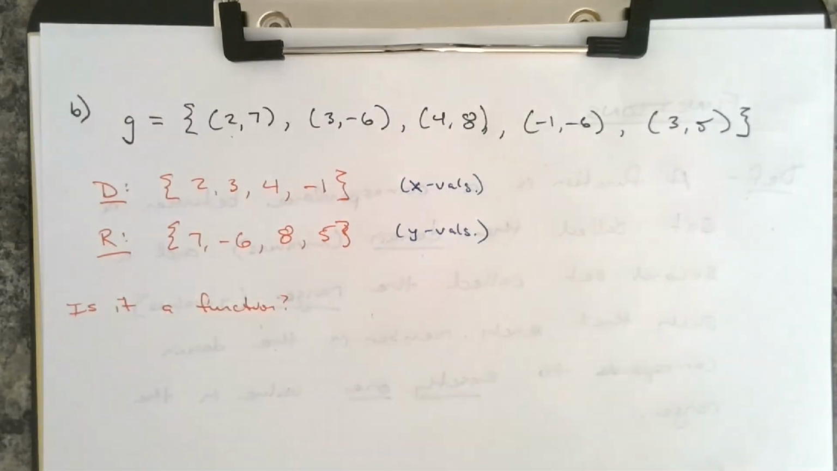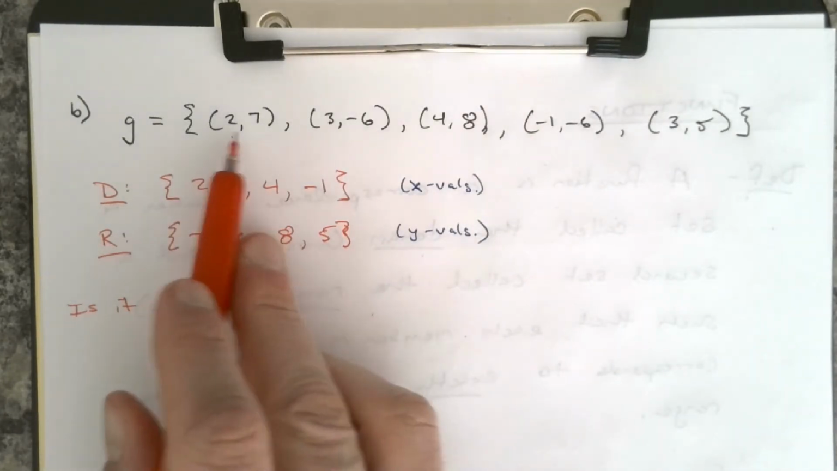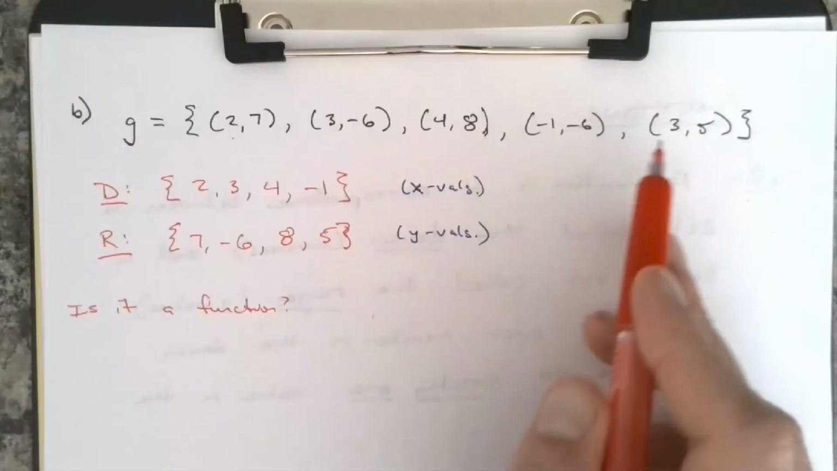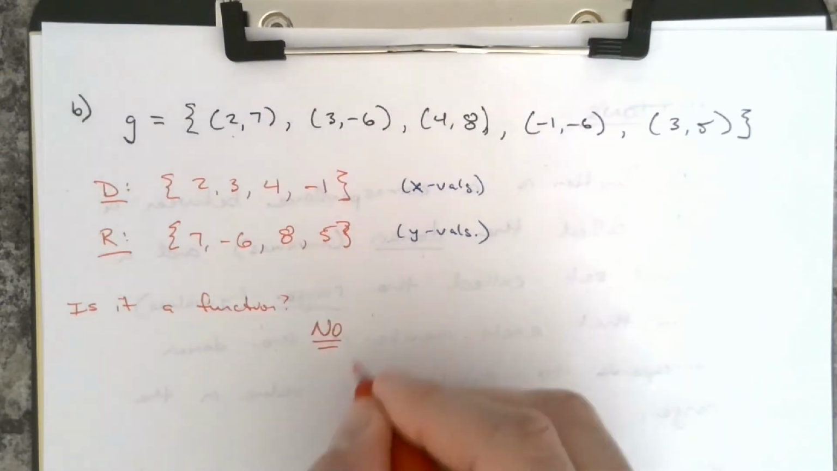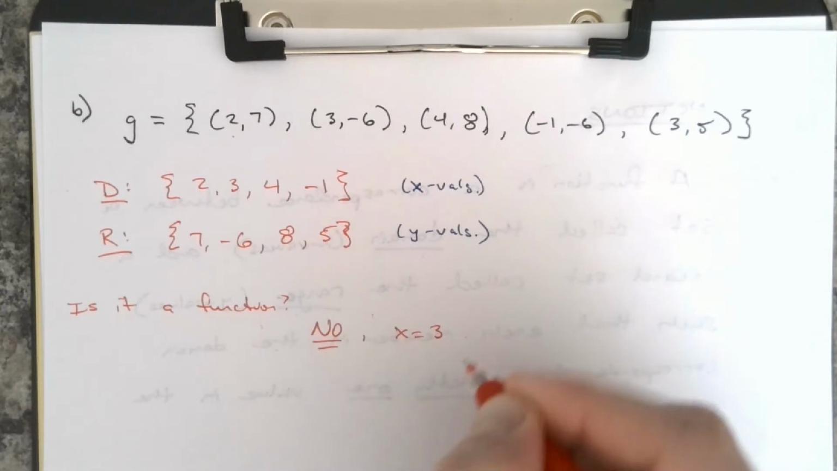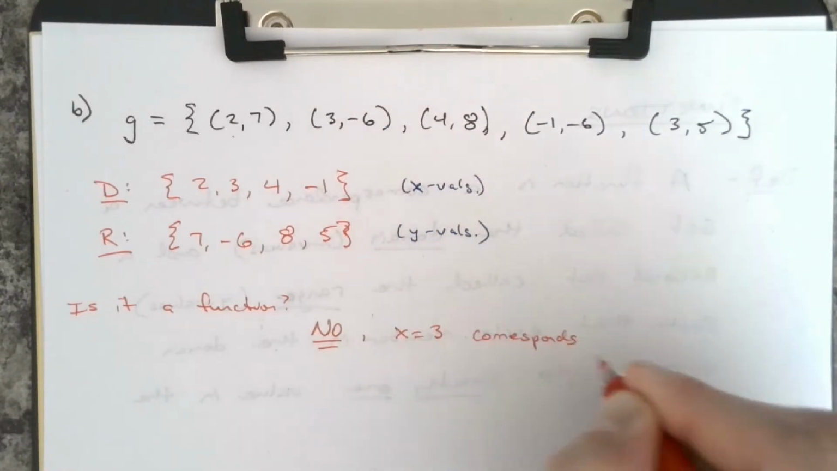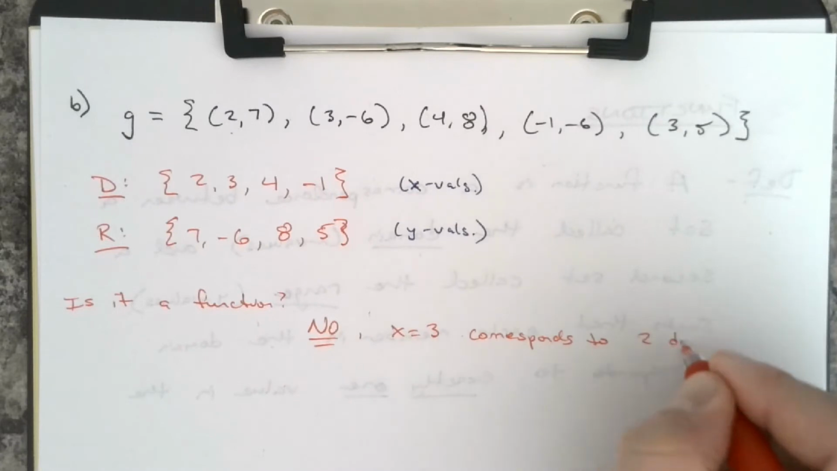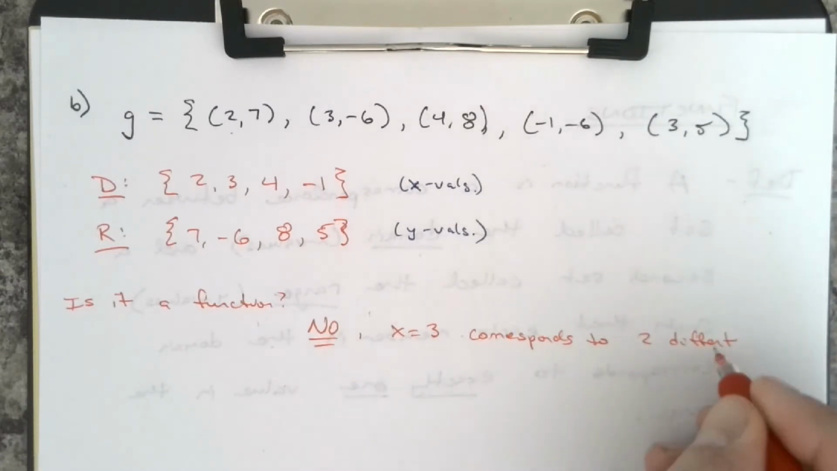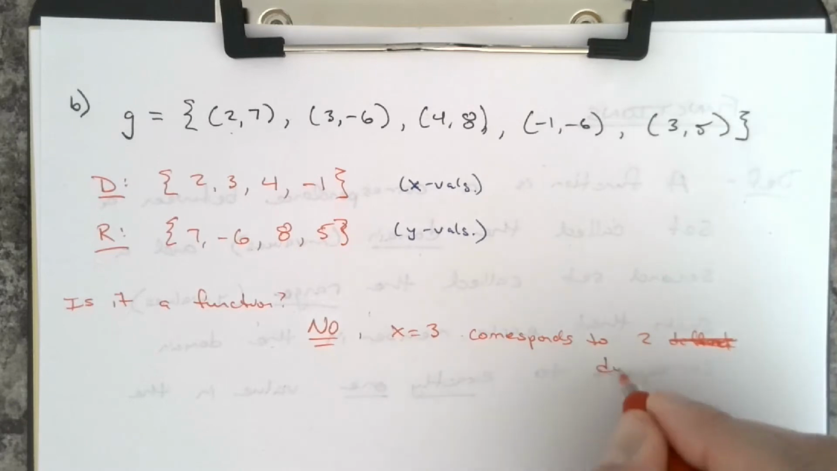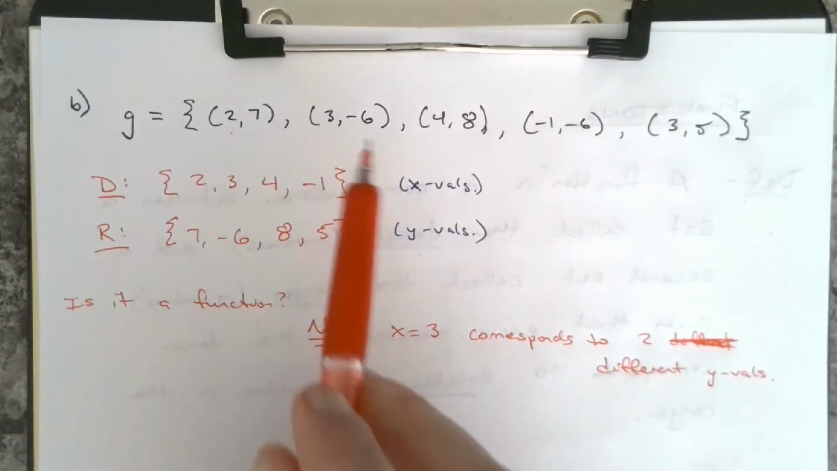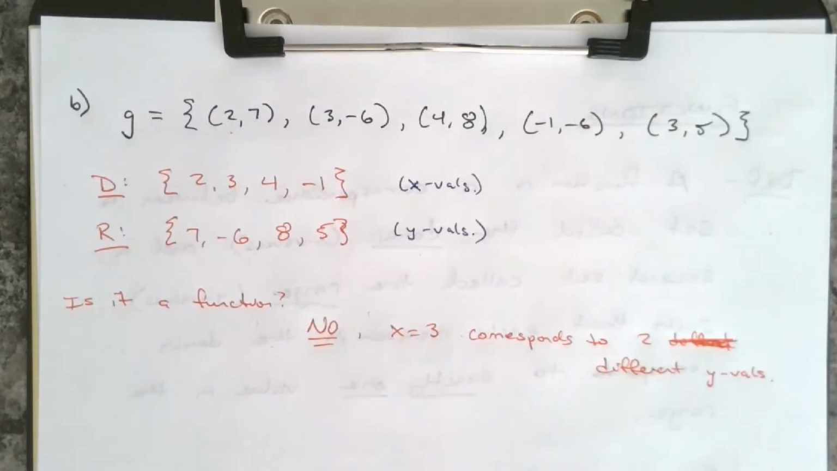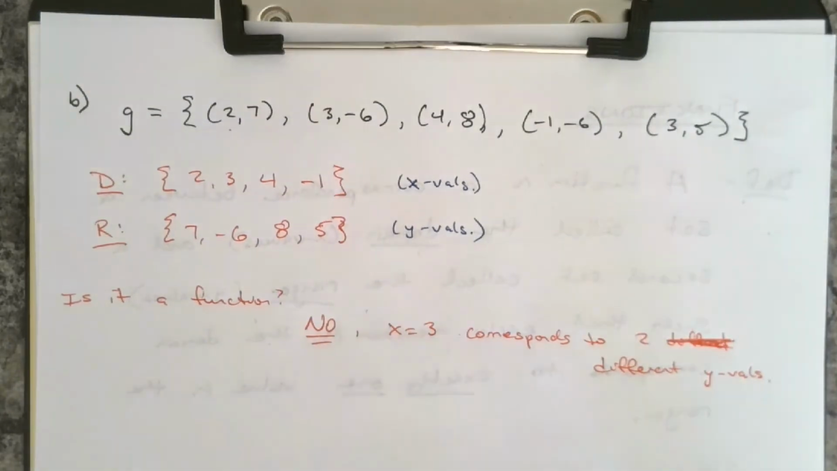Well, remember what we're asking: does every x value only correspond to one y value? Well, 2 goes with 7, and it doesn't go with anything else. 3 goes with -6, but then here the x value of 3 also goes with 5. So the answer here is no. And the reason is that x equals 3 corresponds to two different y values, right? 3 went with -6, but also associated with 5. So knowing that, the answer is no.